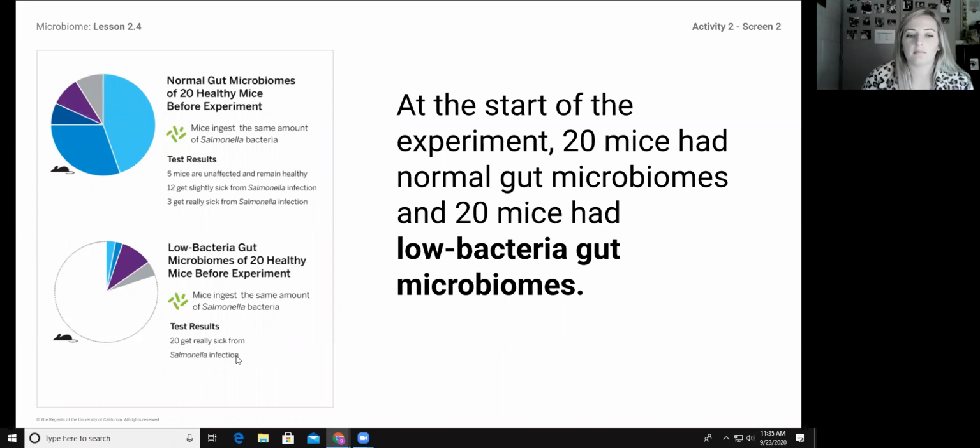All 20 of them got really sick from the salmonella infection. All 20.